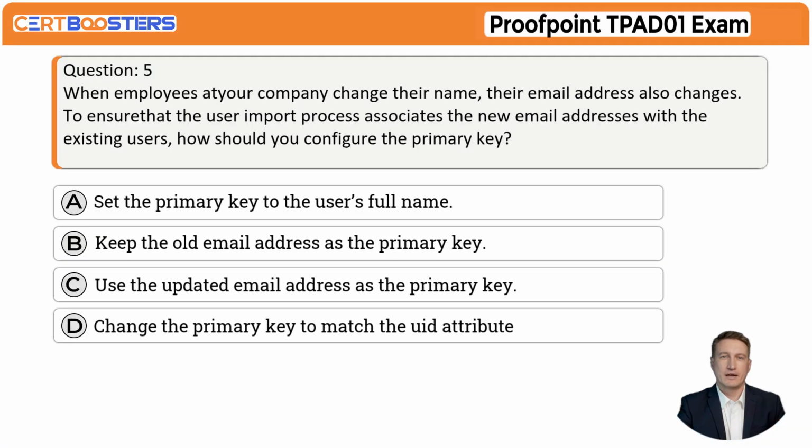Question 5. When employees at your company change their name, their email address also changes. To ensure that the user import process associates the new email addresses with the existing users, how should you configure the primary key? A. Set the primary key to the user's full name. B. Keep the old email address as the primary key. C. Use the updated email address as the primary key. D. Change the primary key to match the UID attribute.